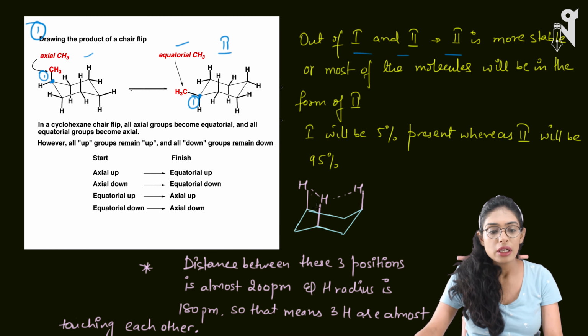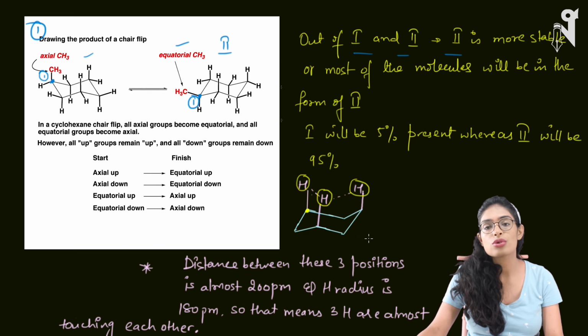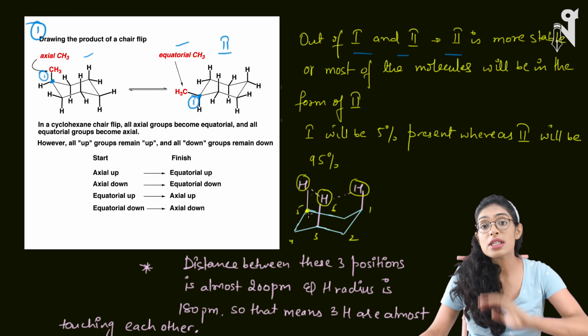This is my cyclohexane ring, and I have told you that we can place hydrogens up and down alternately. So this carbon has an up hydrogen on the axial position. This carbon also has an up hydrogen on the axial position. This carbon also has an up hydrogen on the axial position. So what are these positions? They are 1, 3, and 5. These are alternate positions.